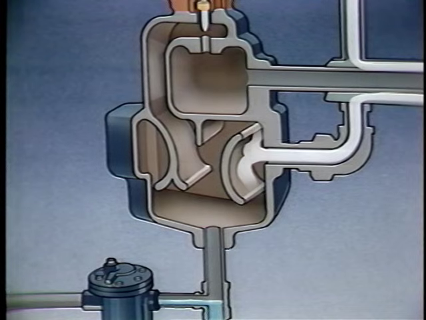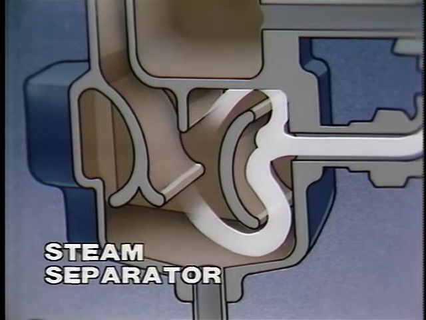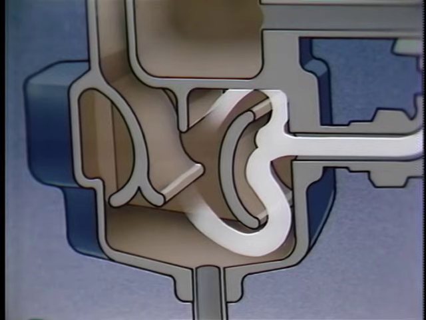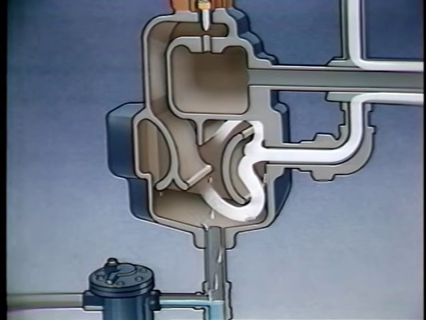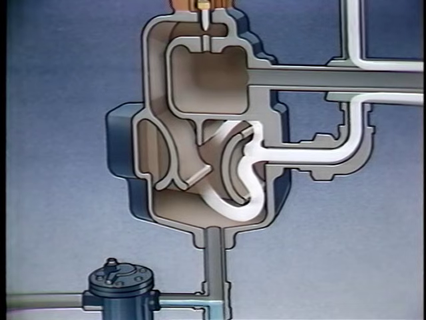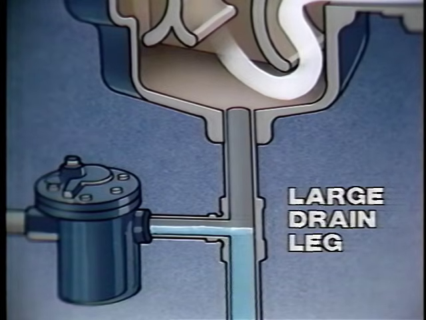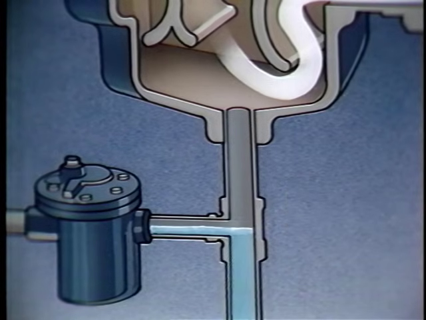The separator is a labyrinth that reverses the supply steam direction twice, reducing its velocity and causing the condensate to precipitate out. The condensate removed by the separator or created by radiation losses drains from the bottom of the humidifier into a large drain leg. Most of the particulates the strainer didn't remove from the supply steam also settle out into the drain leg because of the reduced steam velocity through the separator.